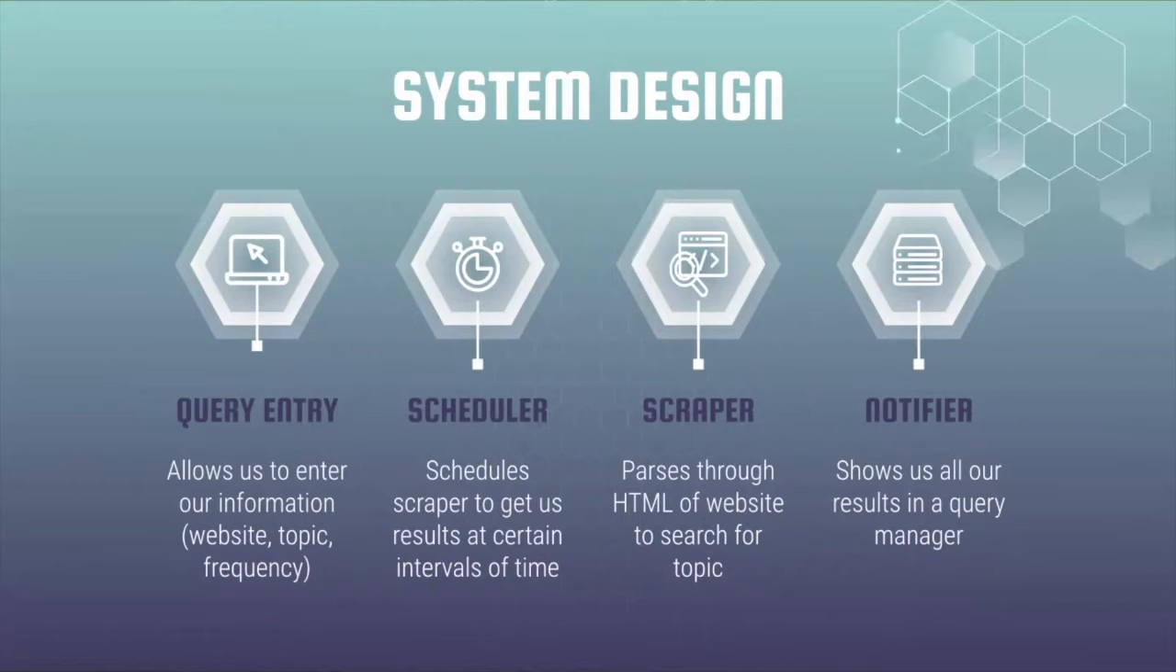Once that information is put in, it is sent to the scheduler. This scheduler schedules the scraper to get results back at a certain interval of time. Depending on the frequency that the user entered originally, the scheduler will work accordingly based on that frequency. Then we have the scraper, which parses through the HTML of the website to search for a topic. Basically, it scans through the website's code and tries to search for the keyword that a user inputs. And after all is said and done, we have the notifier, which shows all the results that the user wants in a query manager.